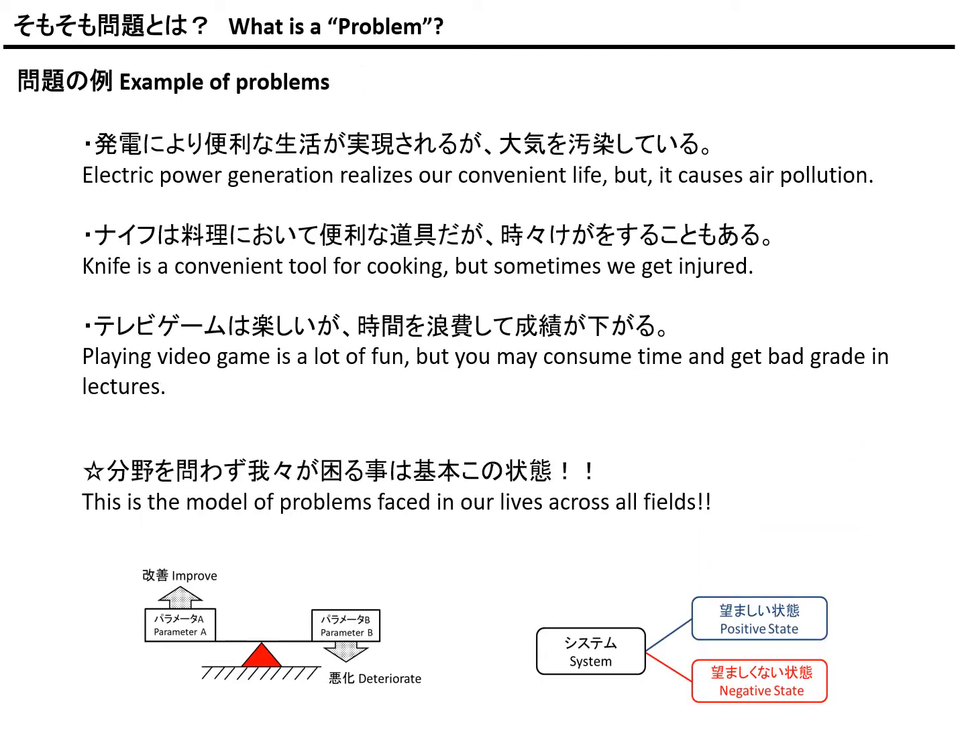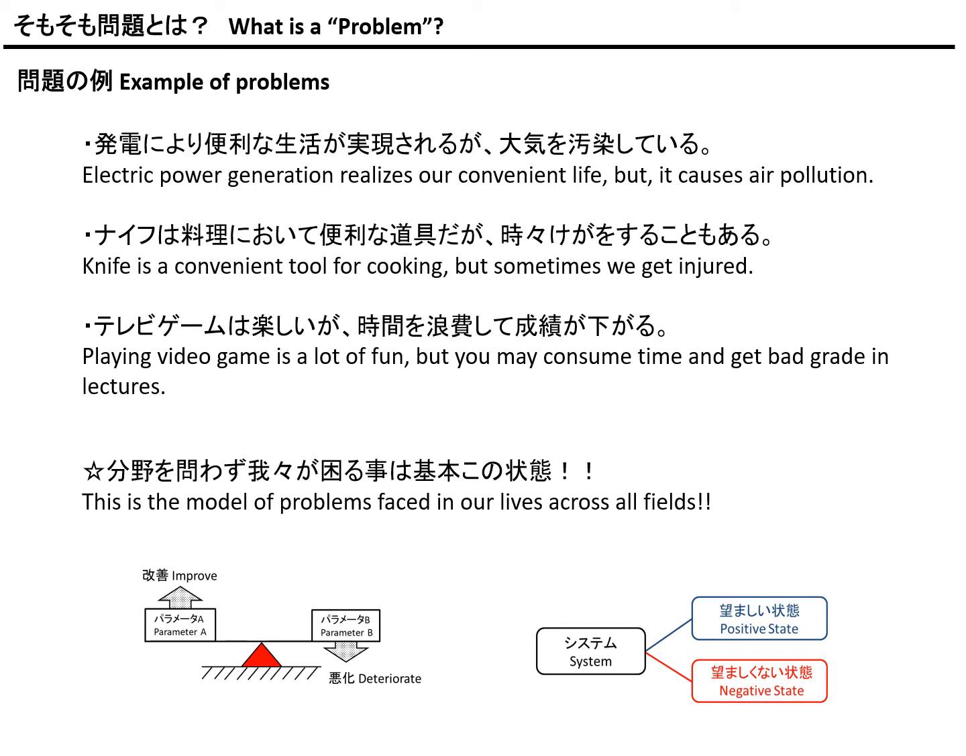Then I think I have performed kind of abstract discussion. I would like to show you some simple examples. The first example is a simple example of problems: electric power generation realizes our convenient life, but it causes air pollution.